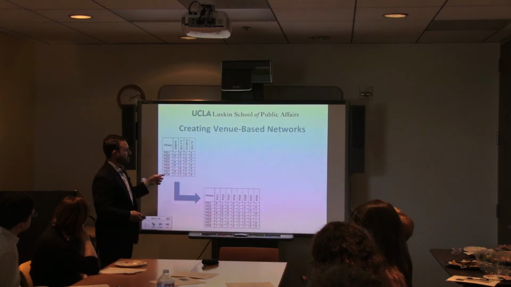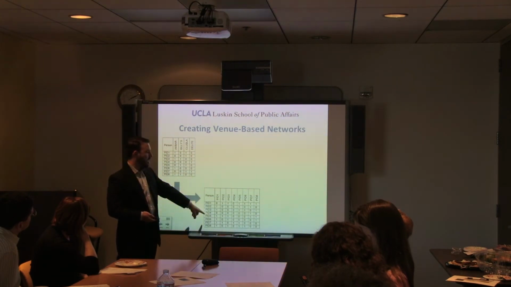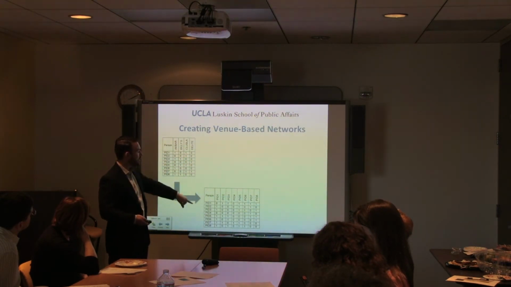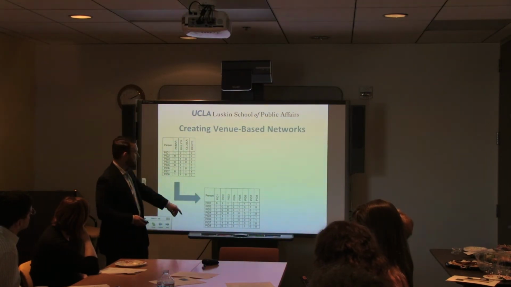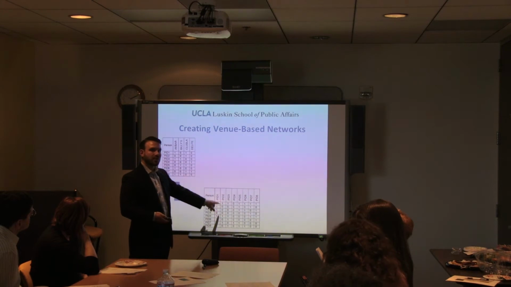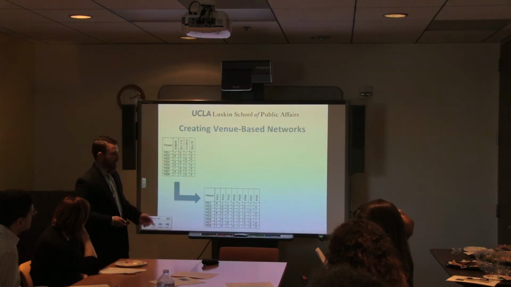Using matrix algebra, we can transform this matrix by multiplying the transpose by the original matrix, and we get a person-by-person matrix. This is now a matrix where individuals are connected to each other, where there's a 1 in the specific cell, and a 0 where there's not.